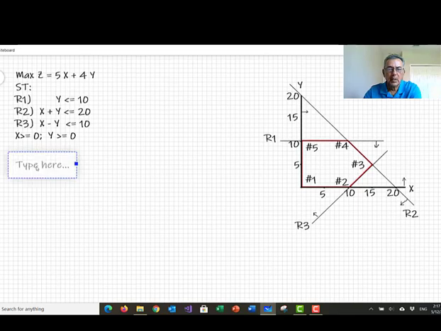Okay, let's start by identifying the first one. The very first one is the origin here. Obviously x is equal to 0 and y is equal to 0. So that's our extreme point number 1.